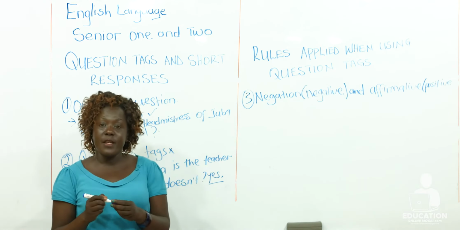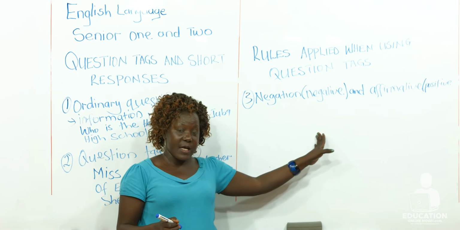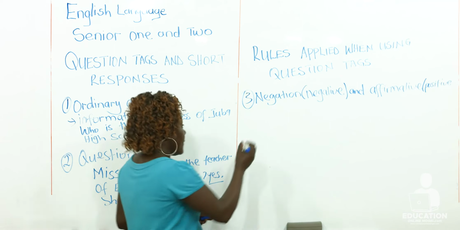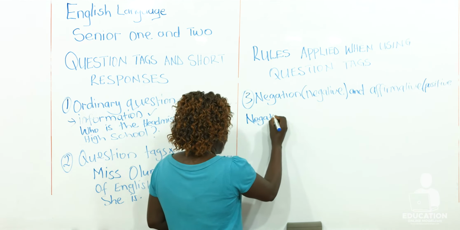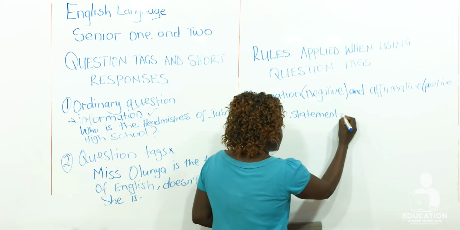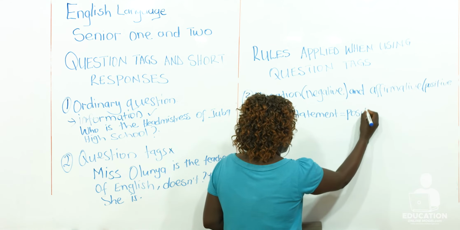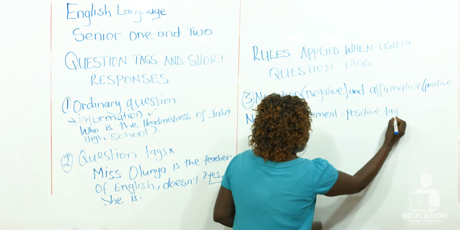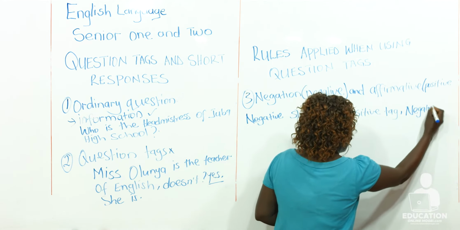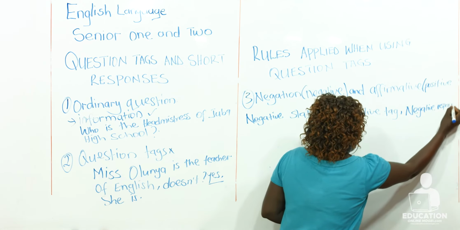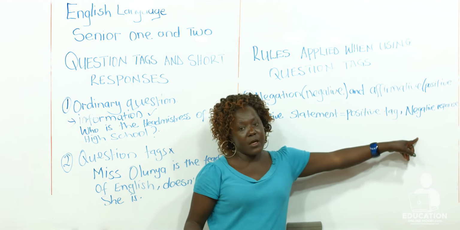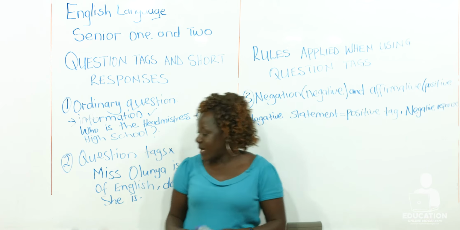Now, here the rule is when the statement is positive, the tag must be negative, then the response will come back to positive. It is like this. Negative statement is equal to positive tag and later negative response. Right. So you see, the trick is what you have started with must end the whole thing. Example. Now look at this. Look at some of this example.